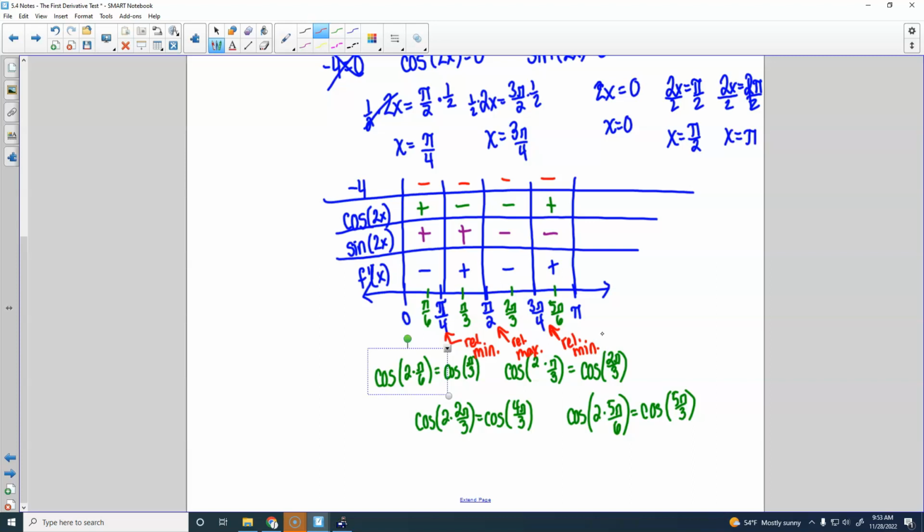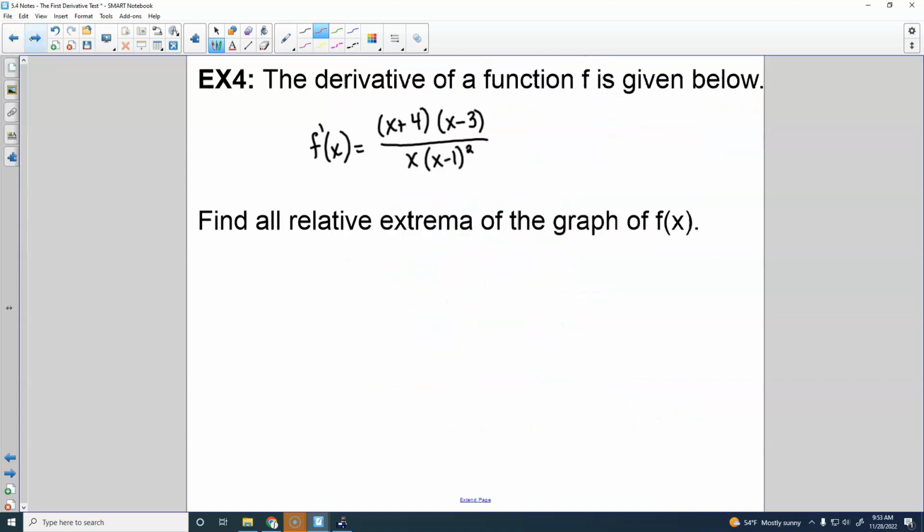And if this were for a response question, you would need to write all that out, find your y-coordinates, and do all of those things. But for the sake of time, we are not going to do that right now. Okay? All right.